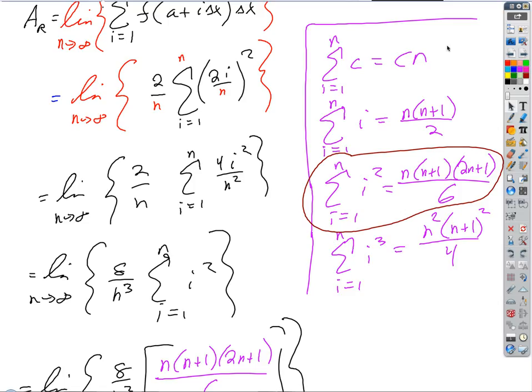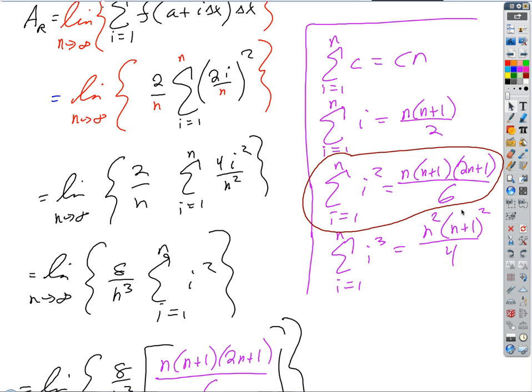These are the summation formulas. For example, the sum of i from 1 to n, so 1 plus 2 plus 3 plus 4 all the way up to n, is just equal to that. It's kind of cool. It equals n times the quantity n plus 1, over 2, every time. The sum of i squared from 1 to n is equal to this expression, right? The sum of i cubed is equal to that expression.